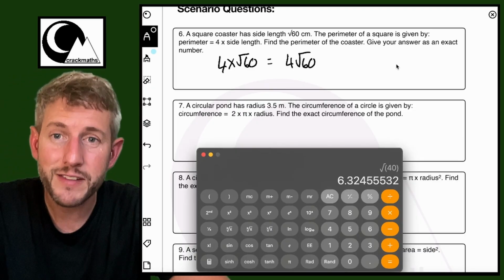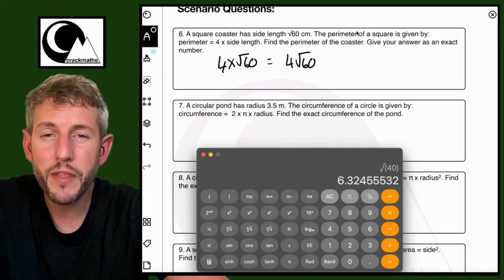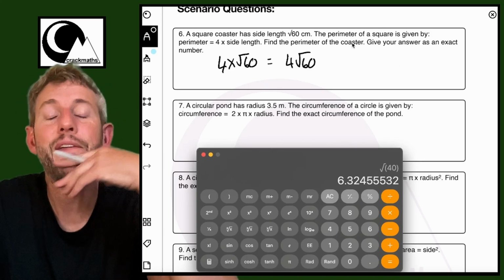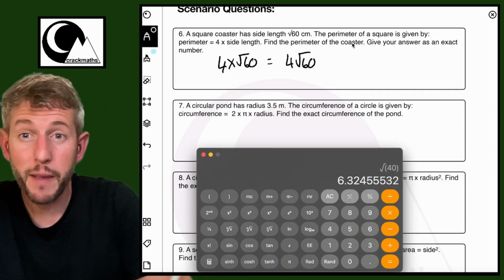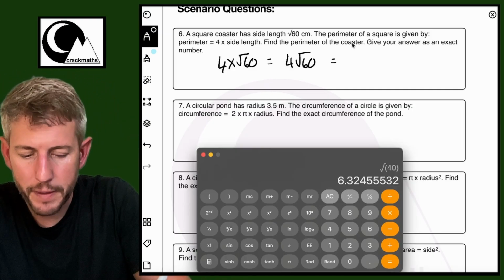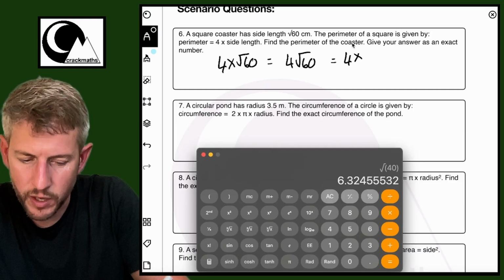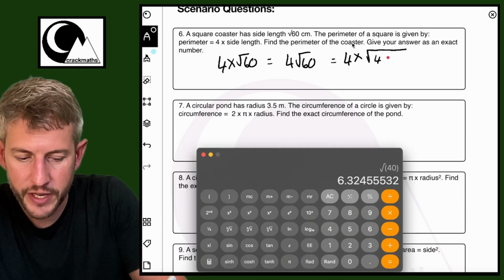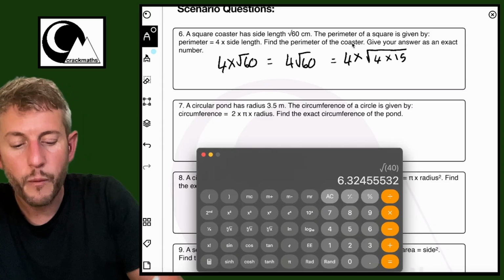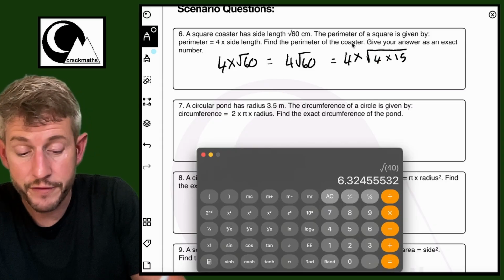Now if you have a fancy calculator, it could be that this is going to be simplified even further for you, because you don't need to be able to do this, but basically this is equal to 4 times root 60, and 60 is 4 times 15. Okay, now we can actually get the square root of 4 here.